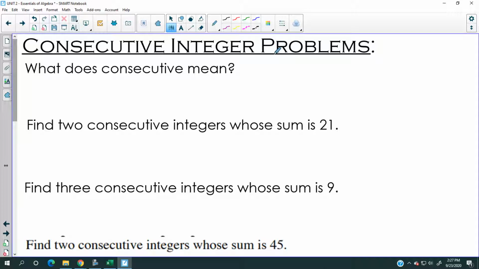And you might be wondering, wait, what's going on? Why are we back doing integers? I thought we were combining like terms. You'll see. All right, first of all, let's get the definition down.